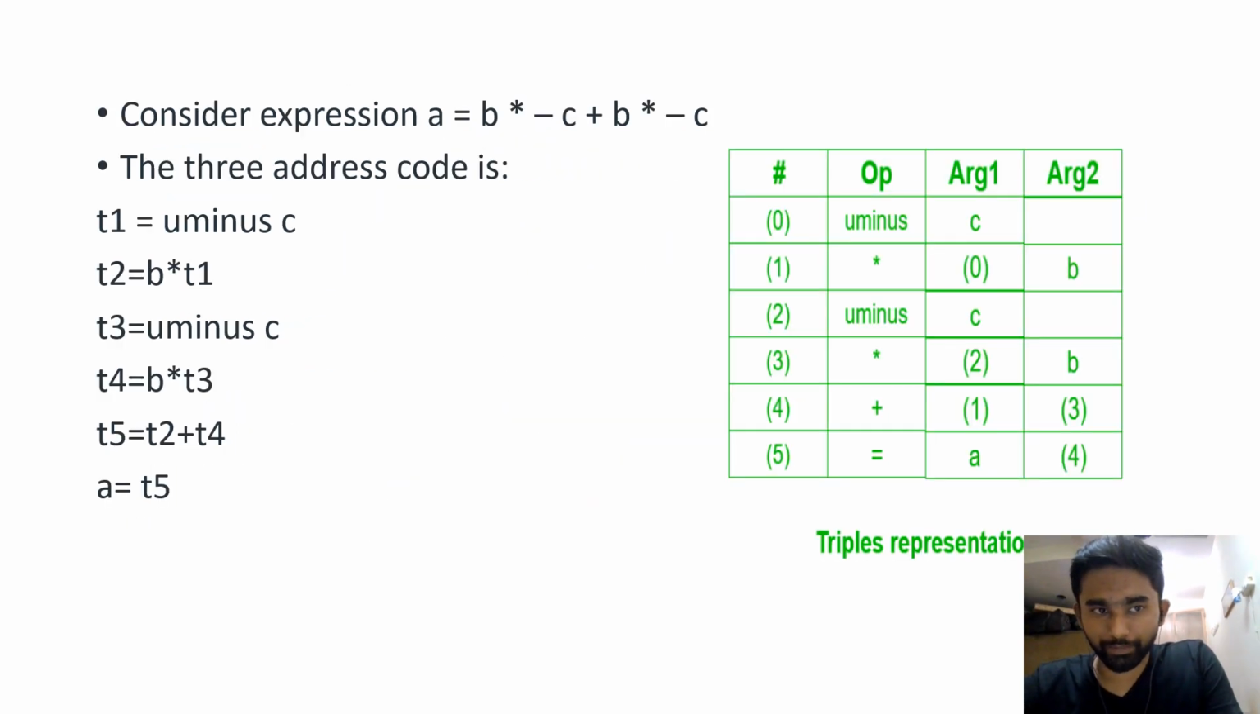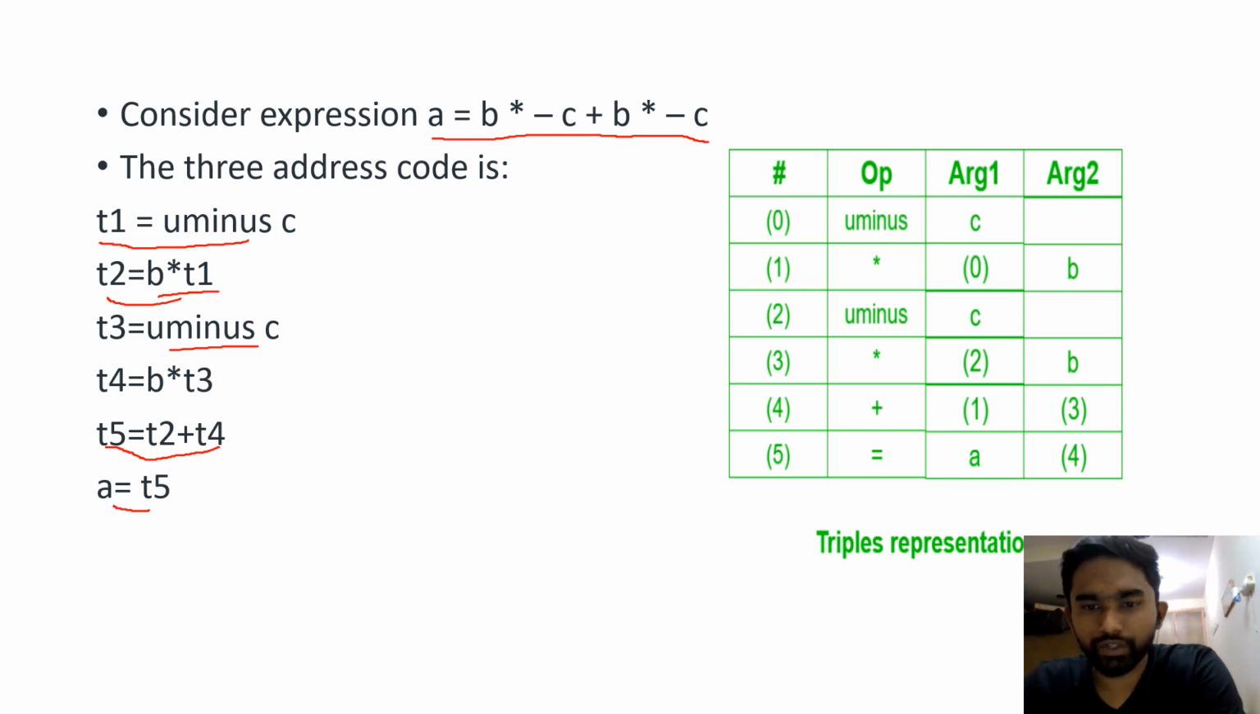Now we see an example of triples. So we have an expression here, a = b * -c + b * -c. First we'll generate the three address code of this expression. So put minus c in variable t1, b * t1 in variable t2, minus c in variable t3, b * t3 in variable t4, t2 + t4 in variable t5, and finally we put whatever result we have obtained in t5 in variable a. Now you can see here the representation of triple.